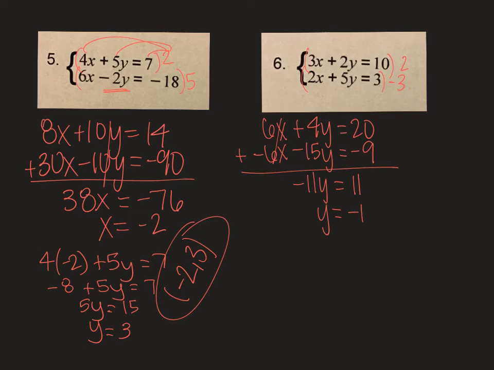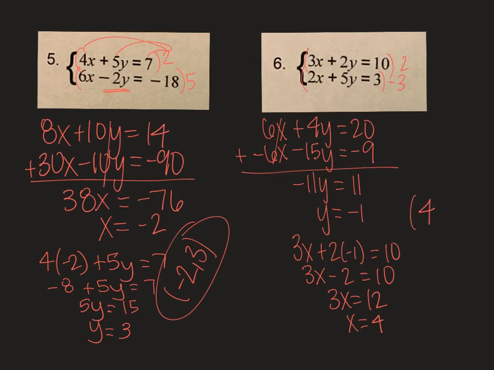And then I'm just plugging that into one of them. Again, does not matter which one. So I'm going to do the first one. 3x plus 2 times negative 1 equals 10. 2 times negative 1 is negative 2. I'm going to add my 2. I'm going to divide by 3. And I get 4 for x. So I just write my ordered pair. 4, negative 1. And go from there.